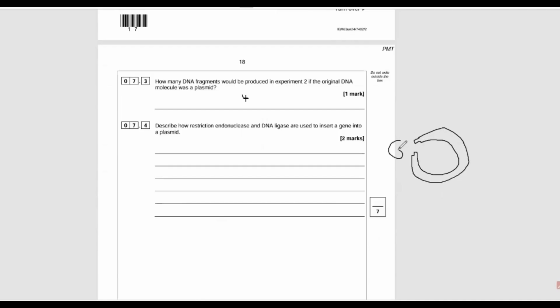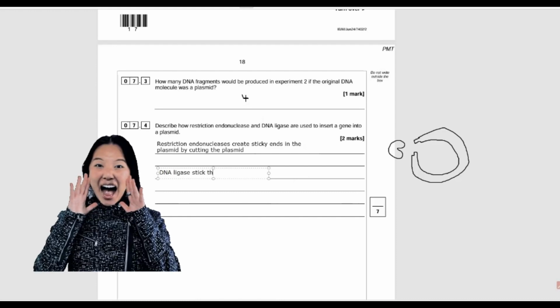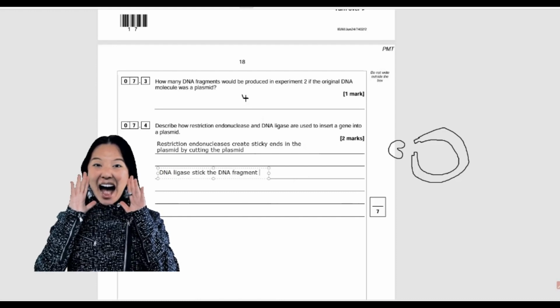All right, what you're going to do, you're going to cut the plasmid with the restriction endonuclease, and that will create what we call sticky ends. As you can see, I've attempted to draw them on my plasmid there like a jigsaw piece. And then you're going to use the DNA ligase to stick the fragment into the plasmid. And it does this by forming phosphodiester bonds. And that's basically going to get you all of the marks.